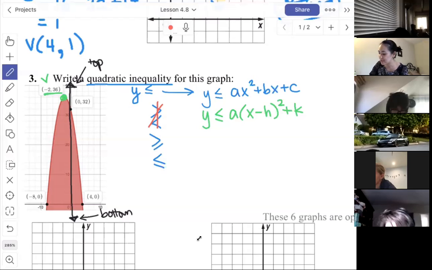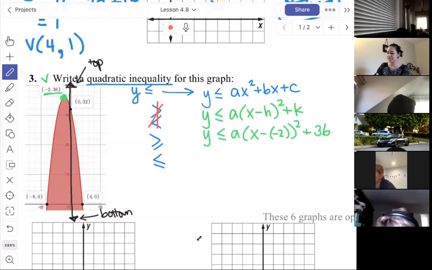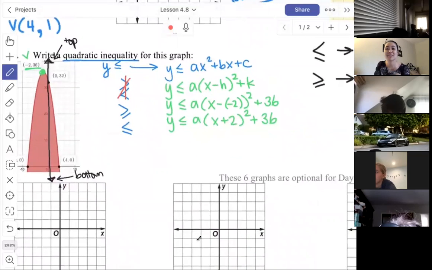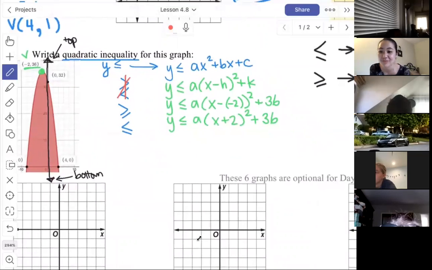So my vertex is -2, so x minus -2 squared plus k, where k is 36. Questions up to there? All right, now I simplify that to be a(x plus 2) squared plus 36. Now I am almost done. What do I still need to figure out?